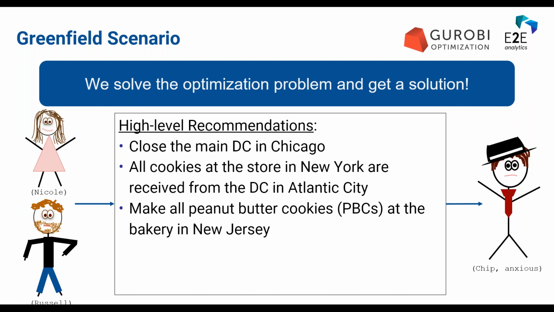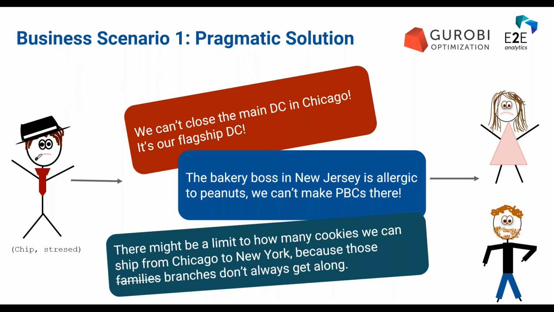And we're going to go to Chip, who is very anxious here, based on our recommendations, and we're going to give him these high-level takeaways from the model. So we're going to say, okay, when we solve with absolutely no extra constraints, we are going to tell you that you have to close the main DC in Chicago. It's just not worth it. All the cookies at the store in New York have to be received from the DC in Atlantic City, and all peanut butter cookies have to be made at the bakery in New Jersey. So we're going to go back to Chip and tell him all this information. And of course, that's just not realistic.